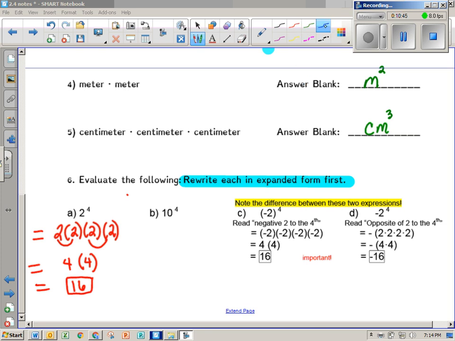Now we've already talked about 10 to the 4th. We said that powers of 10, it was 1 with that number of zeros, but if we wrote it out in expanded form, it would be 10. I'll just use a multiplication dot this time, just to emphasize the fact that you can use that if you don't particularly care for the parentheses.